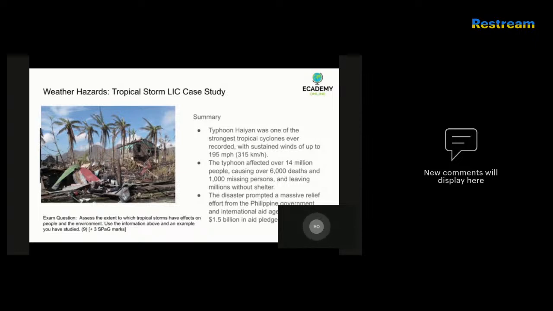And it's really important that you learn your case study example. We're going to be looking at another one after this slide. And it's important that you learn the details involved in it. So I've given you a very brief summary of this particular case study on Typhoon Haiyan, but you might want to add some more notes that you already have.